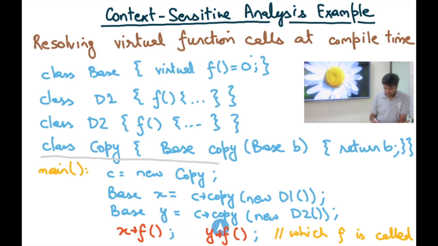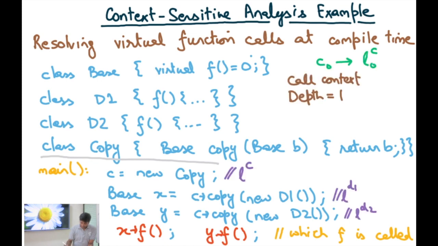And similarly, y equals c dot copy new D2. That's going to put D2 in y. So when we reason about this program manually, we can clearly see that x will be pointing to a D1 object and y will be pointing to a D2 object. Then if you call x.f, D1's f should be called, and when you call y.f, D2's f should be called. We can do this kind of reasoning manually, but the question is, can the compiler do this kind of reasoning in a general setting? We are going to use our context-sensitive pointer analysis on this program to see whether it can do this or not.